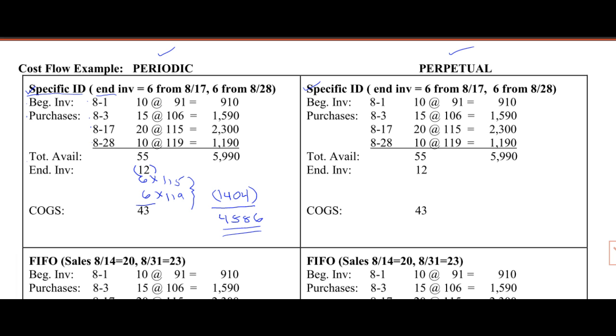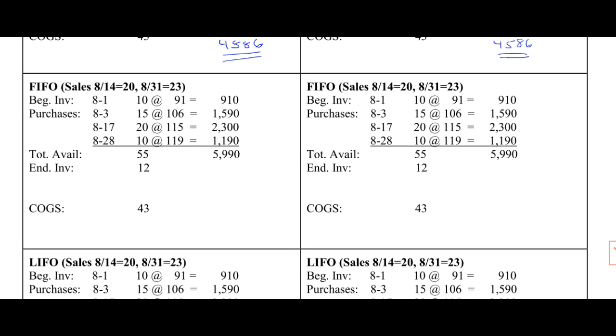If you did it for perpetual, you'd find you have the same thing. You still have 6 units left from August 17th, and you still have 6 units left from the last purchase. If you total that number and add it together, it's still going to be 1404. Nothing's changed. So 59.90 minus 1404 gives you a total of 45.86. Notice it's the same. It doesn't matter if you do periodic or perpetual with specific ID, you will get the same. Let's move on to FIFO now.